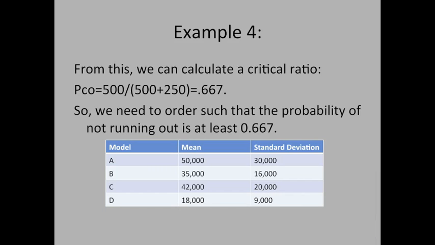Once we have the cost of overage and the cost of shortage, we can calculate a critical ratio. A critical ratio is, again, going to be cost of shortage divided by cost of shortage plus cost of overage. So 500 divided by 500 plus 250 is equal to 0.667. What does this mean? It means that we need to order such that the probability of not running out is about 0.667. We want to be just a little higher if at all possible. But at 0.667, that's what we want.